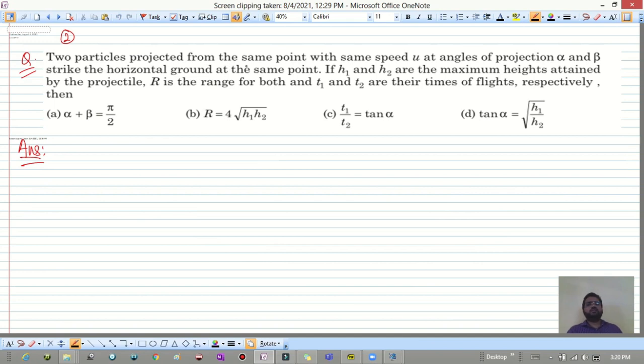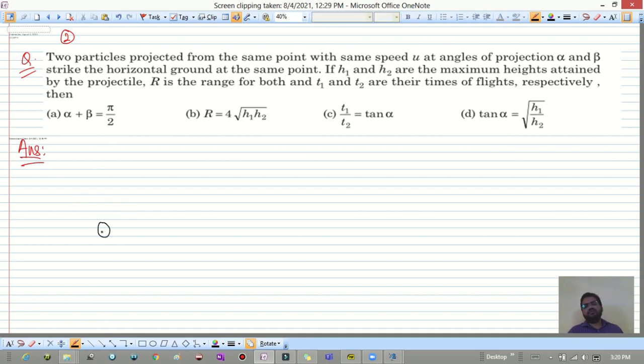Two particles projected from the same point with same speed u at angles of projection alpha and beta strike the horizontal ground at the same point. If h1 and h2 are the maximum heights attained by the projectiles, R is the range for both, and t1, t2 are their times of flight respectively, then we have to check all the possibilities. Okay, chalo then.